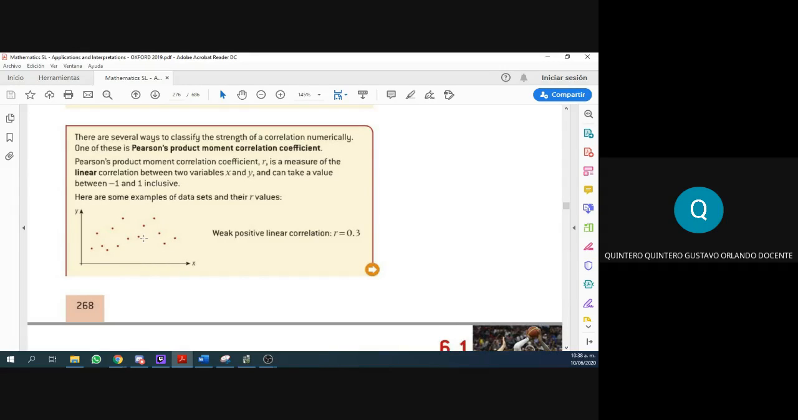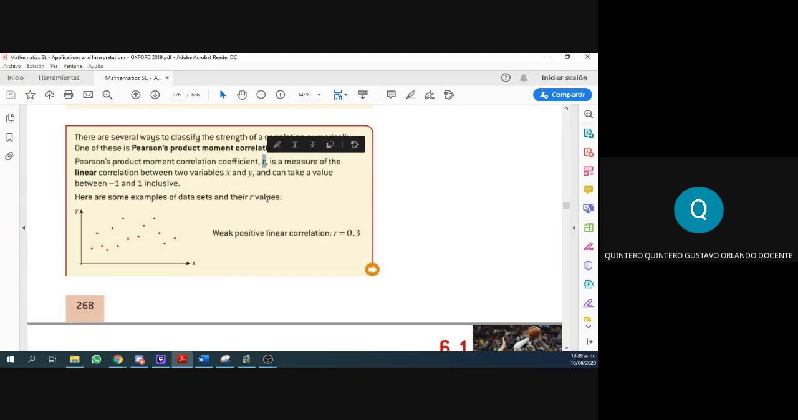But there is a way in which we can just look at a number and decide the strength of the correlation. That is called Pearson's product moment correlation coefficient. We call it just R. We want to find the R of this data, all right? The R is going to tell us the strength of the correlation, all right?